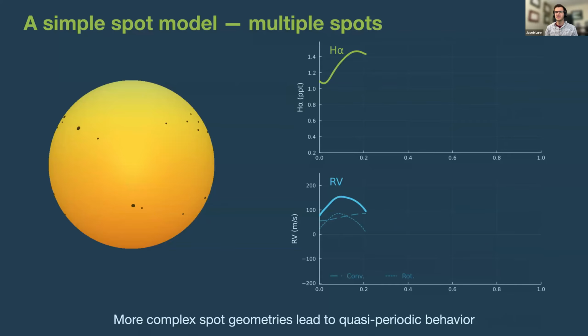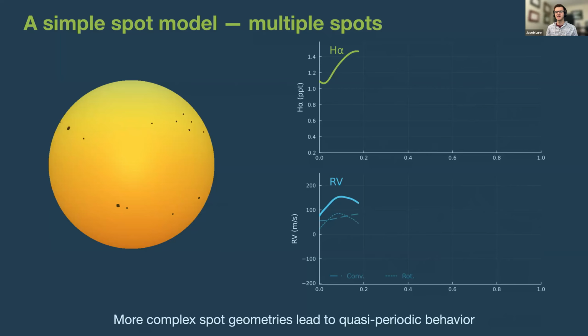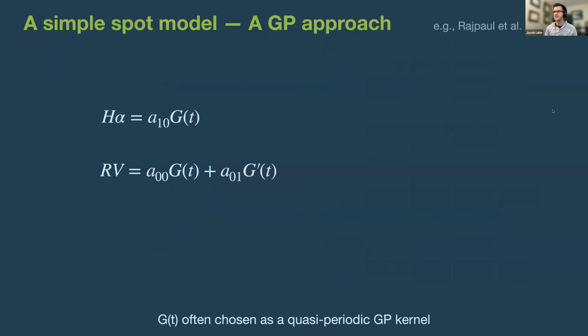So when you start adding in things like multiple spots and different spot sizes, you can get all sorts of interesting RV time series that perhaps look a little more like what we are used to seeing, things that are somewhat sinusoidal, quasi-periodic, et cetera. And that's led to the typical approach in Gaussian processes used to model the RV effect from activity.